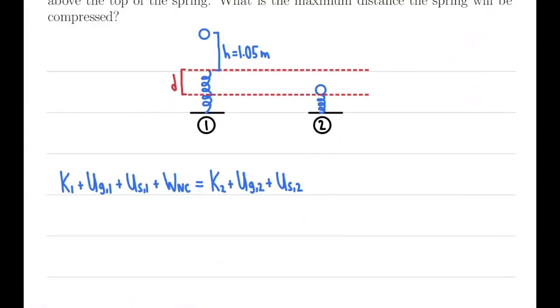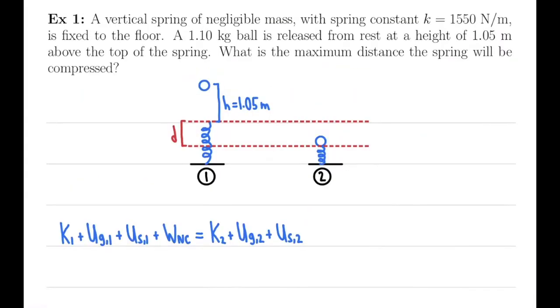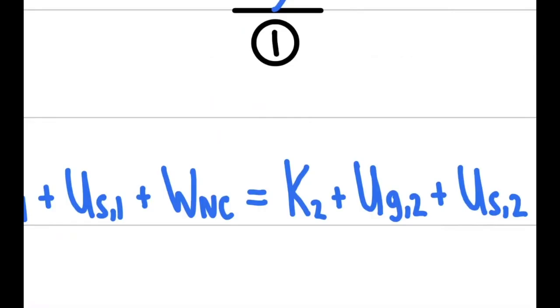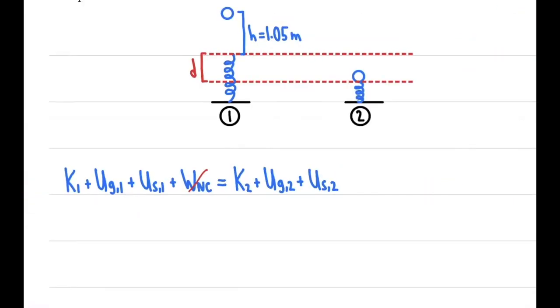Let's ask ourselves, what are the forces acting on the ball? Gravity at first, and then the reaction from the spring. Yeah, we have the spring force and we have gravity. So we don't have any non-conservative forces. There's no friction or tension or anything like that. So W_NC, the work by non-conservative forces, is 0. And let me write out everything else.